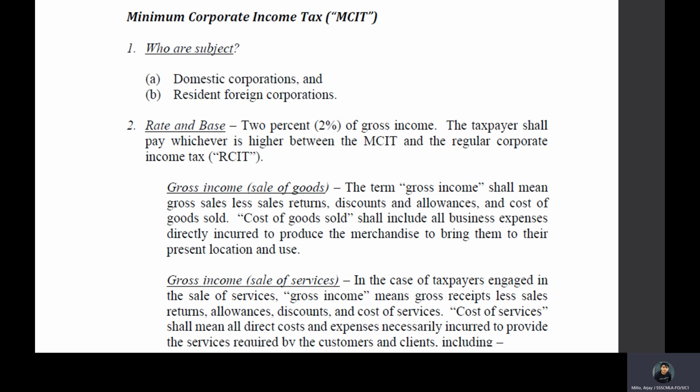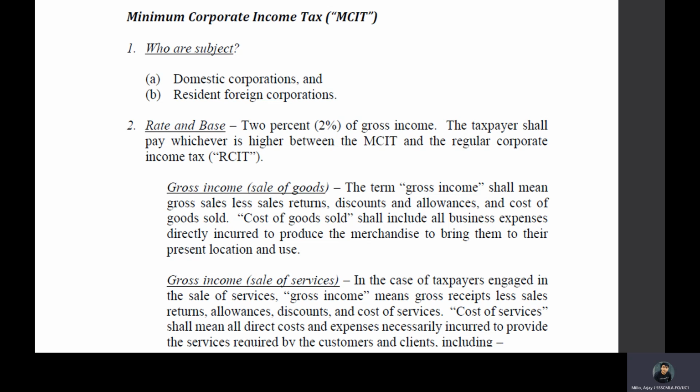The taxpayer shall pay whichever is higher between the MCIT and the regular corporate income tax rate. So yun yung catch. Palaging merong babayaran. So yun nga yung minimum corporate income tax. Kapag mas malaki naman yung mako-compute natin na RCIT as compared to the MCIT, of course yung RCIT yung babayaran. So hindi rin pala assurance na kunwari hindi siya loss. So RCIT na agad yung babayaran.